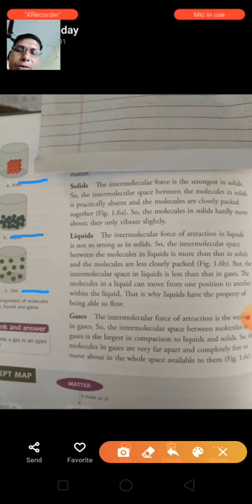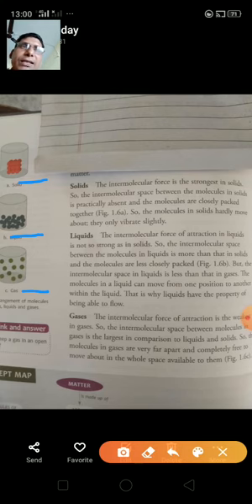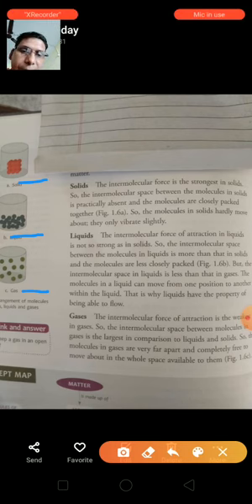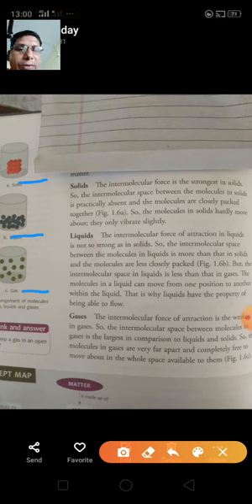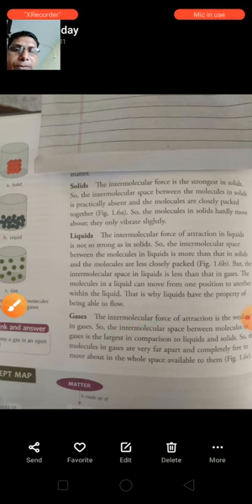Okay? So these are some arrangements, how the particles are arranged in solids, liquids and gases, and how this arrangement affects intermolecular force and intermolecular spaces, we have discussed in this part. Read it, revise it. Okay, now you see the next part.